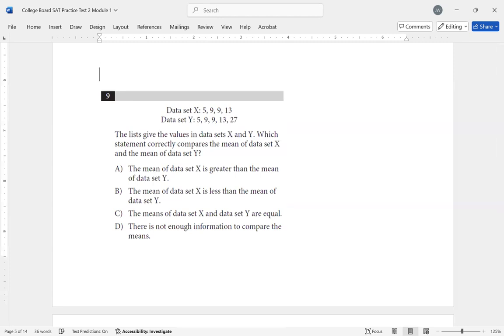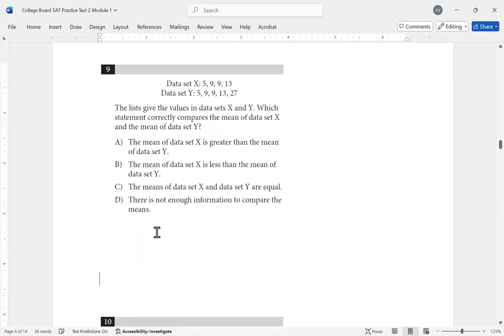Question number 9, let me go down here. Question number 9 says, dataset X contains 5, 9, 9, 13. Dataset Y contains 5, 9, 9, 13, and 27. Which statement correctly compares the mean of dataset X and the mean of dataset Y? Now, you can do this by straight calculation, or you can do this by intuition. I'll do this by intuition.